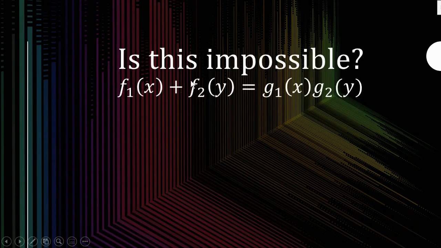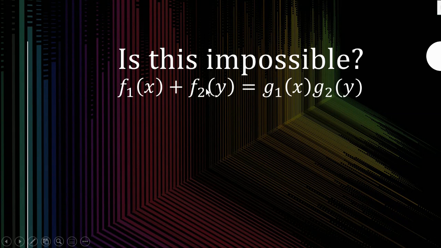We can also think of a more general question where in the left side we have a function f1 that depends on x plus a function f2 that depends on y, and we want to see whether it can be expressed as the product of two factors, where the first factor is a function depending on x, the second factor is a function that depends on y. Of course, many of you are going to say this is impossible. But you know what? This is not always impossible.